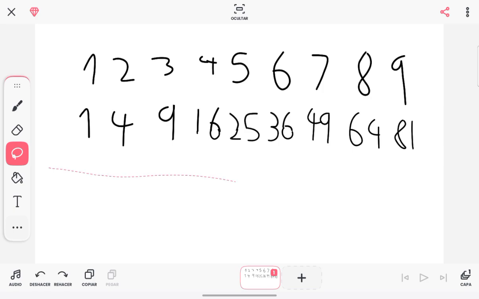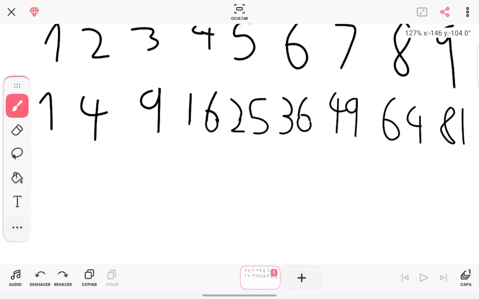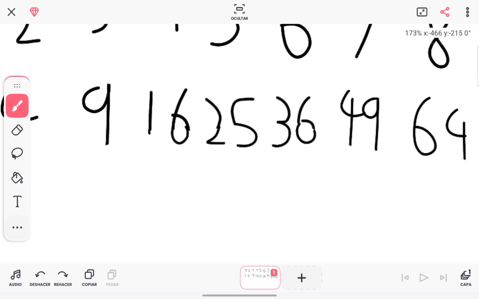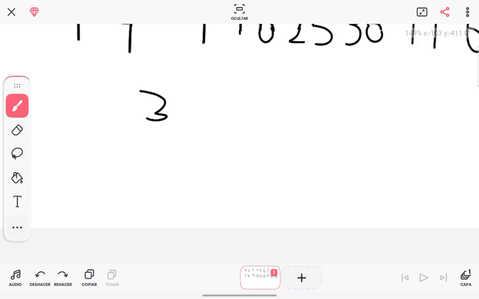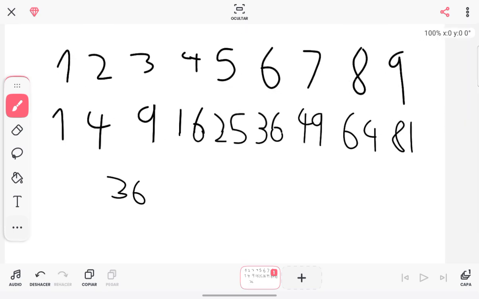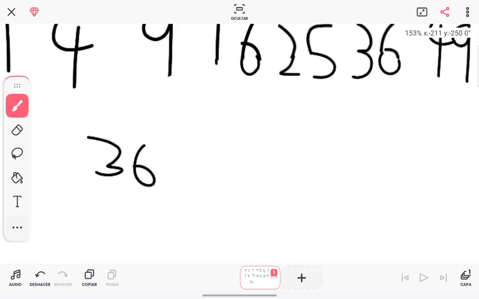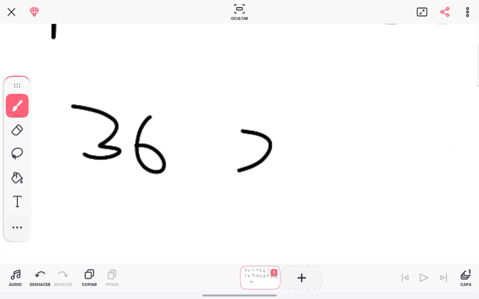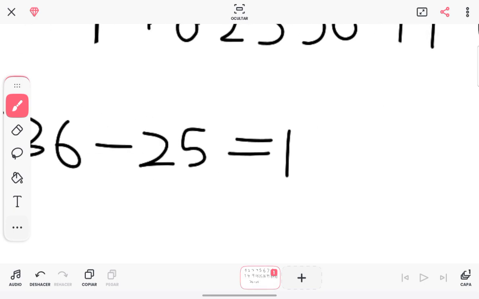What I'm really going to do is, pick any square from right here. I'm going to choose 36. Right now, 36. Right here, 36. And now I'm going to look at the previous square, 25. Now I'm going to write 25 here. And now I'm just going to subtract these. So this gives us 11.